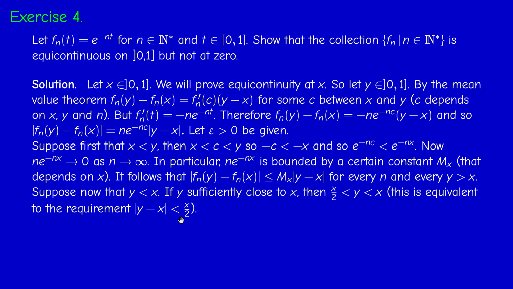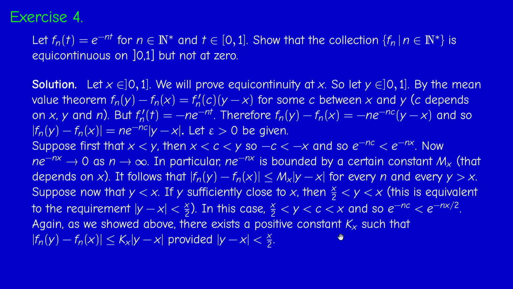So now again, since n e to the minus nx is bounded by mx, then n e to the minus nx over 2 is bounded too, because now c is bigger than x over 2, because c is bigger than y, therefore minus c is less than minus x over 2. So e to the minus nc is less than e to the minus nx over 2. So if I take kx to be m sub x over 2, another constant, then we get this estimate here, provided y minus x is less than x over 2 and y is less than x.